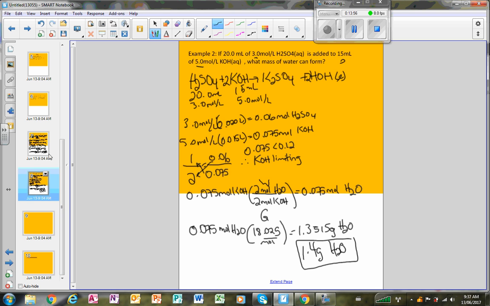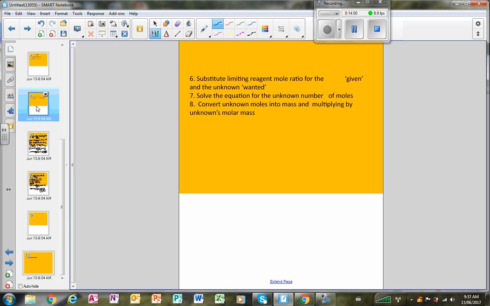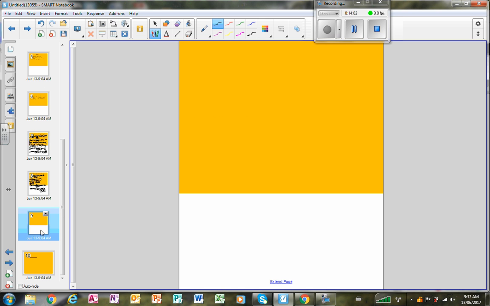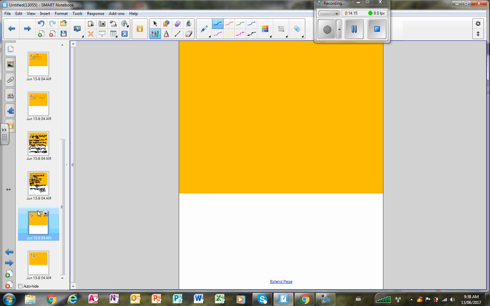Oh, and I missed the question. Okay, well, question number 1 is 350 grams of KOH is added to 1 liter of 6 molar phosphoric acid. Which reagent is in excess, and how many moles of the excess reagent are there?